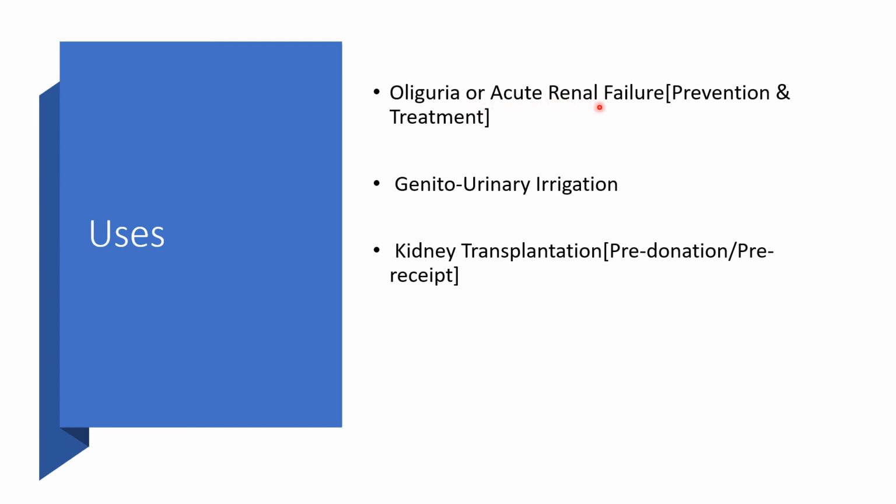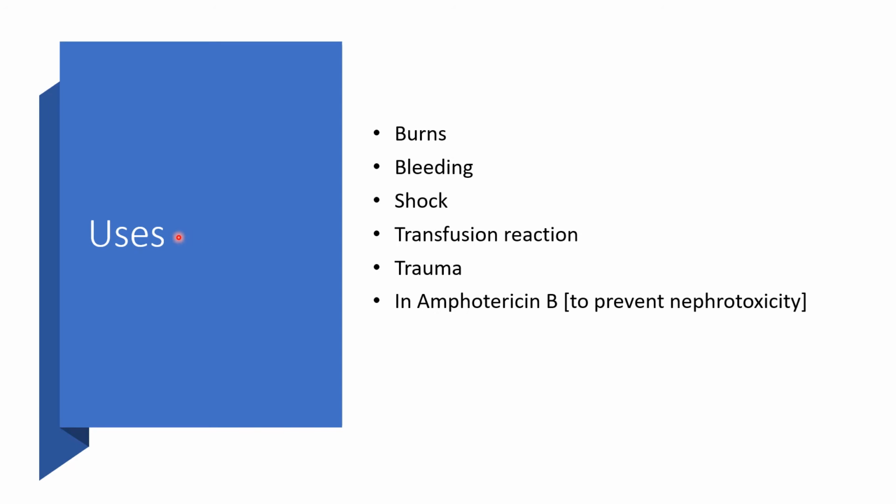In oliguria or acute renal failure prevention and treatment, IV Mannitol will be helpful. In genitourinary irrigation, helpful. In kidney transplantation, for both the donor and the recipient, Mannitol will be helpful. Still, some other conditions would include burns, bleeding, shock, transfusion reaction, trauma, and even amphotericin B to prevent nephrotoxicity. Intravenous Mannitol will be helpful.